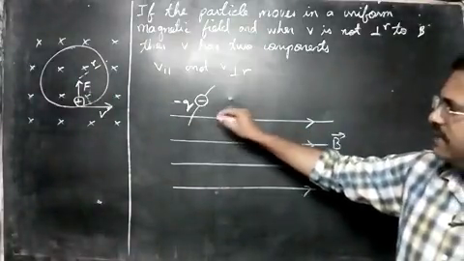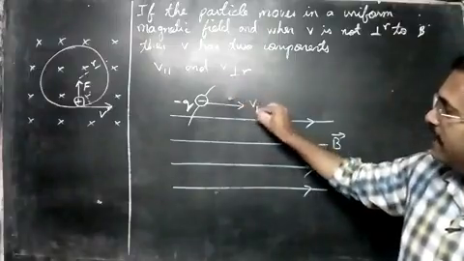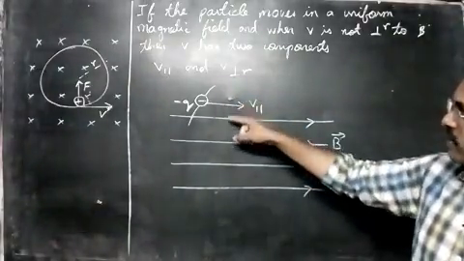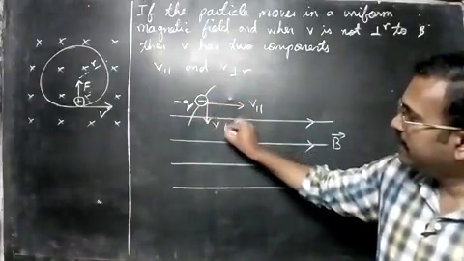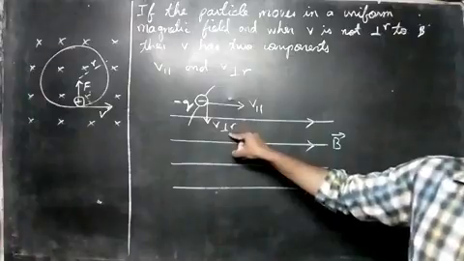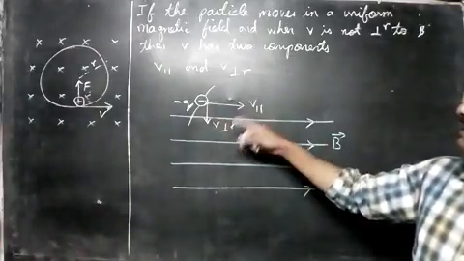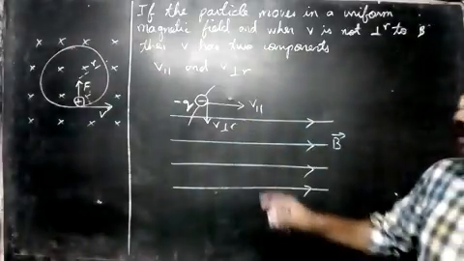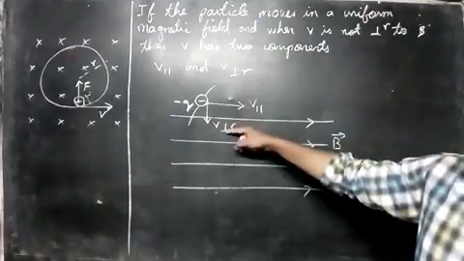In this case the velocity will have two components. One component we call v parallel. We resolve the velocity into two components: v parallel, that is parallel to the magnetic field, and v perpendicular, that is perpendicular to the magnetic field. Now the parallel component doesn't change, it will not change. Only the perpendicular component will change.